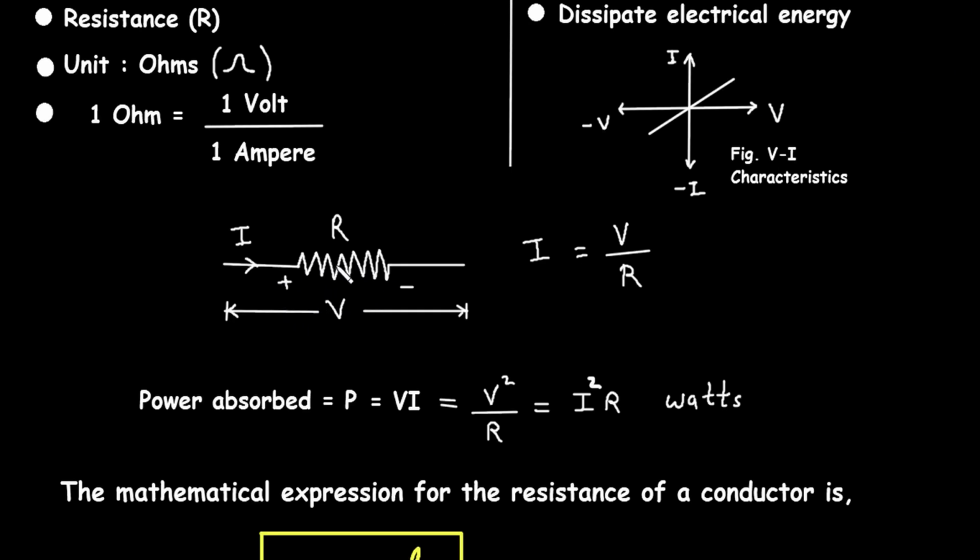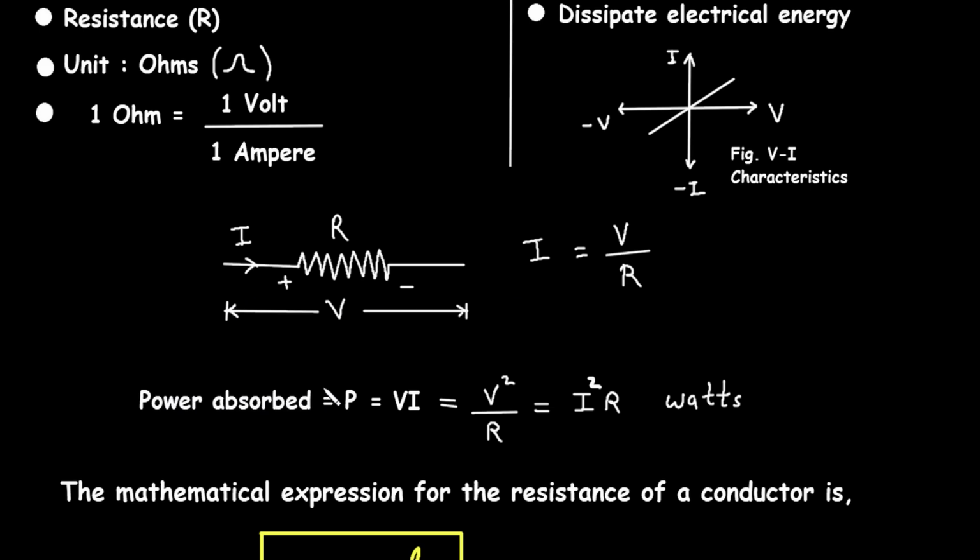This is the symbol for resistor. Here this R represents resistance. Resistance is the value of a resistor. This I is the current through this resistor. V is the voltage across this resistor. Now this I is given by I is equal to V by R. This is according to Ohm's law.